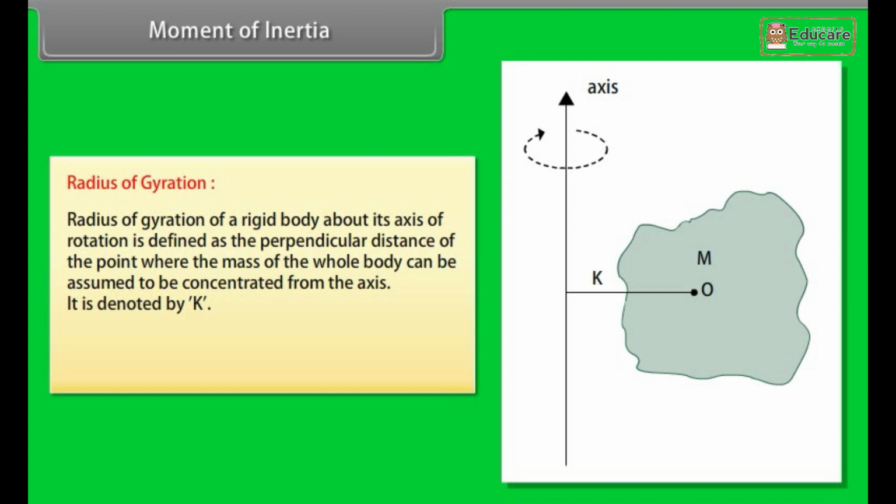It is denoted by k. Its expression is given by I is equal to mk square, which is equal to summation from i equal to 1 to n of the product of mi and ri square.